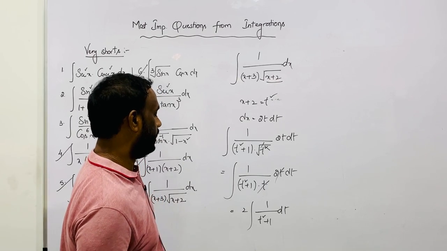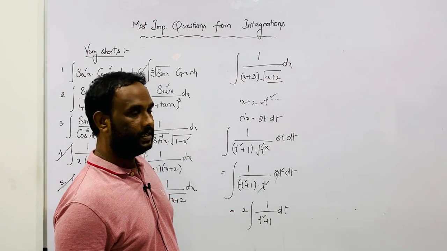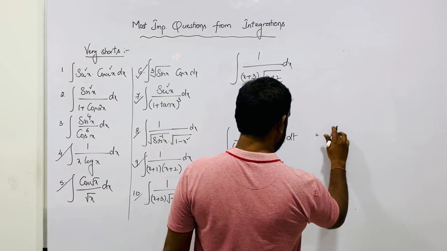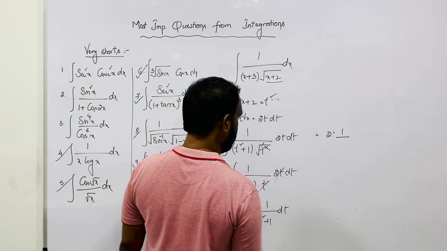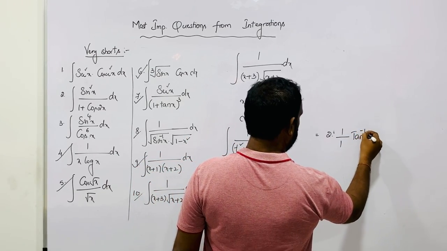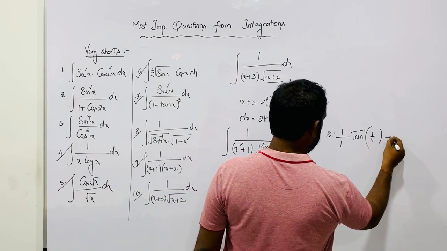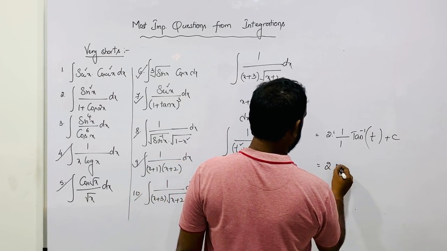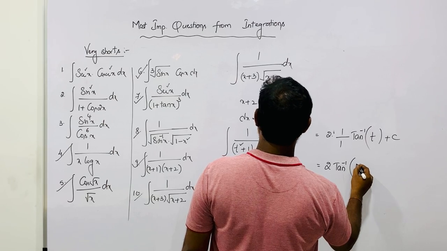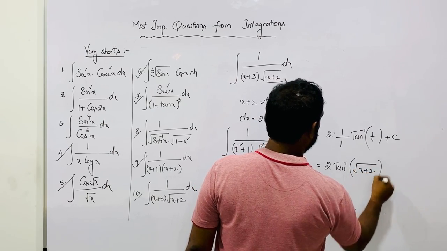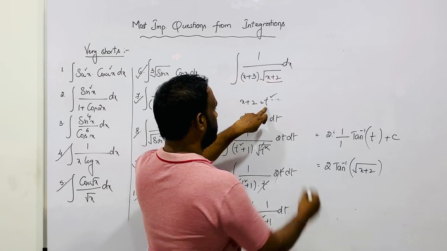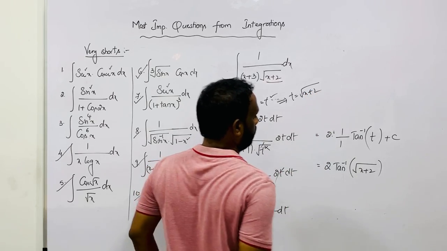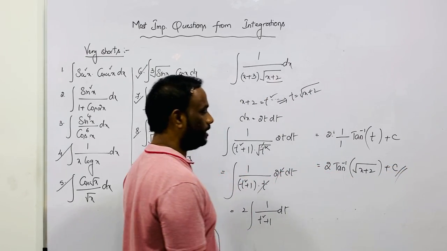Now it comes to the form of integral of 1 by 1 plus x square dx. We know that it is 1 by a into tan inverse x by a. So that is 2 into, here a is 1, tan inverse of x by a, that is t, plus c, where c is the constant of integration. Now resubstitute the value of t. Then 2 into tan inverse of t, where t is square root of x plus 2, because you considered x plus 2 as t square, plus c, where c is the constant of integration.